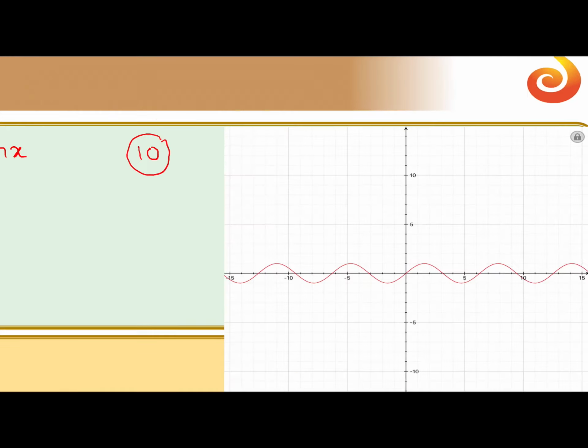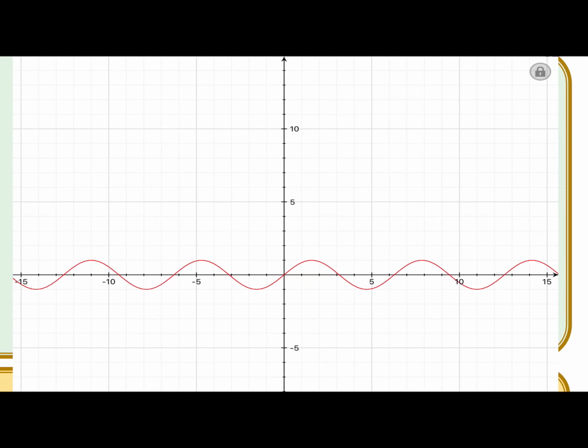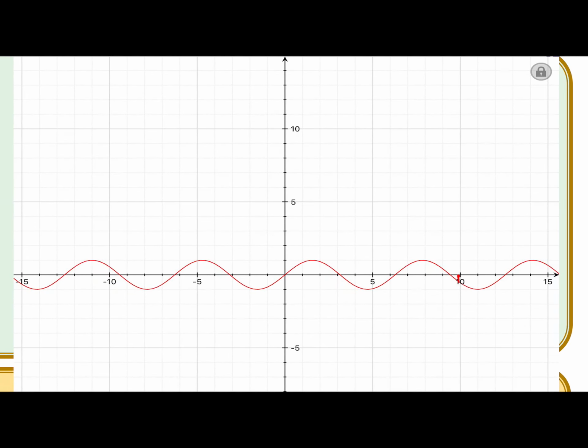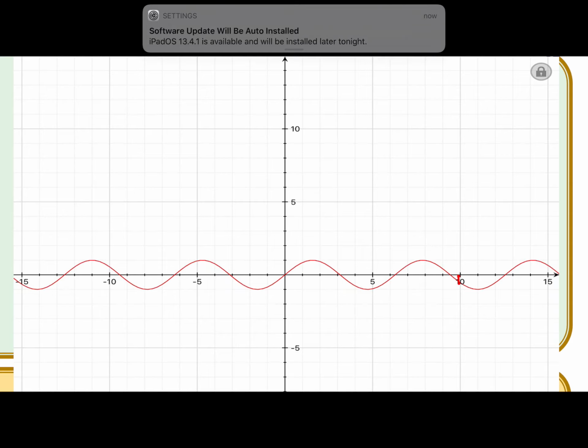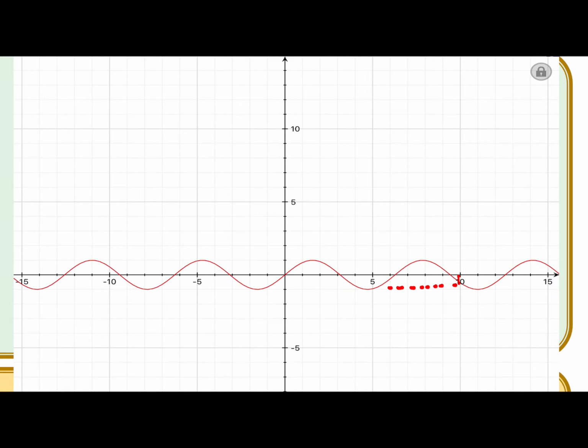I am zooming it out like this. This is the 10. Equivalent to 10, where will it be? Equivalent to 10, if I keep on drawing a line like this, the equivalent value of 10 will come here. So this is the negative distance, because distance is positive, but we are taking it on the negative side.